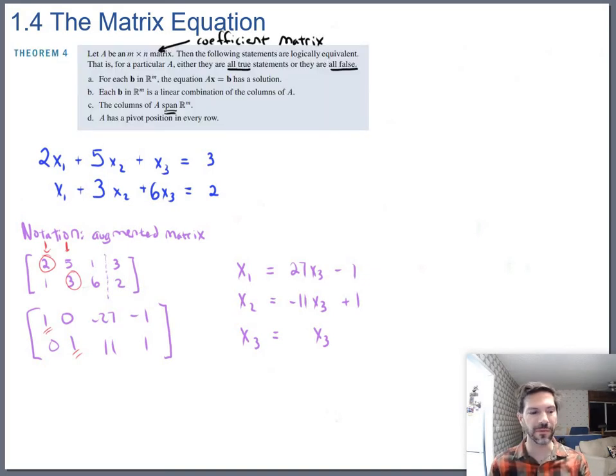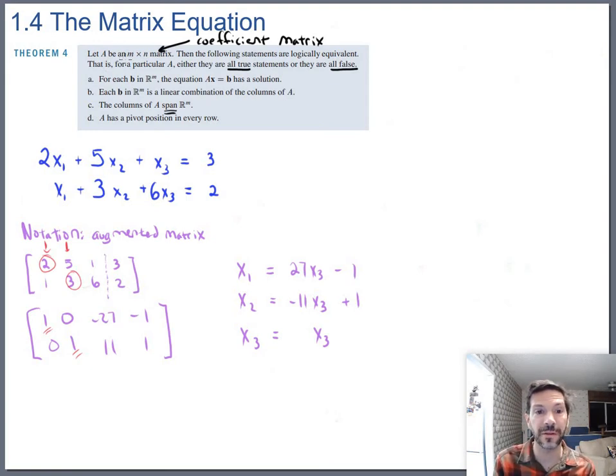So this is theorem 4 from your book, and it points out that we can make 4 different statements that kind of match our 4 different forms here about whether or not there's a solution. So let's take a look at each of these statements in turn.